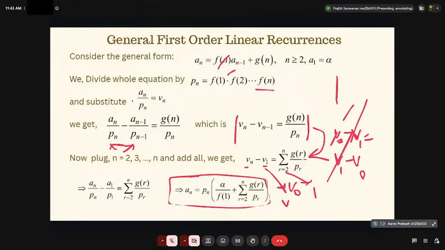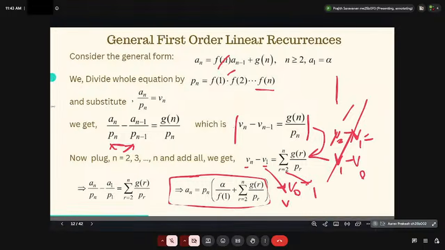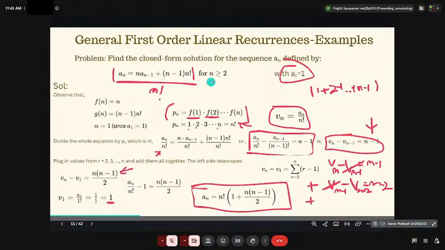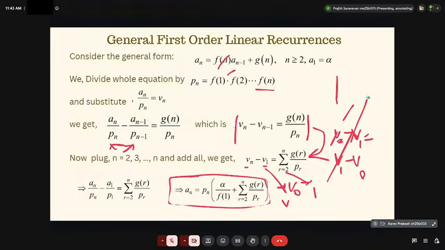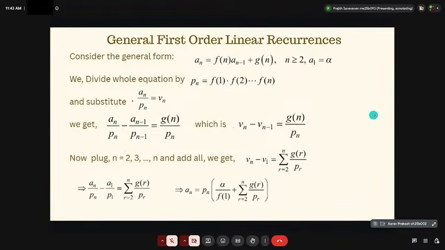No, n greater than or equal to 2 is not necessary. It depends on the question. In this question, it is given n is greater than or equal to 2, so it is enforced, but we might have a question where n is greater than or equal to 0 also. It's fine. Let's continue.